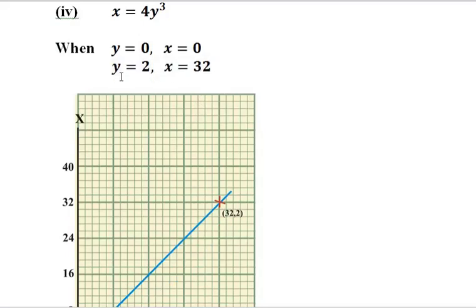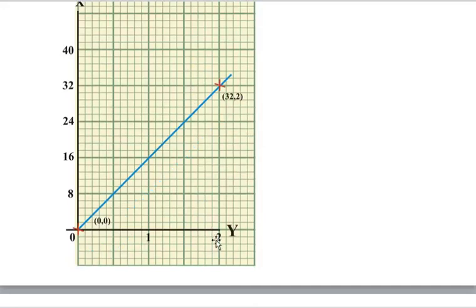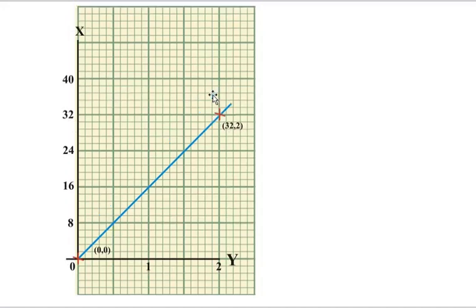Let's find the point of intersection between these 2 ordered pairs. So here y is 2 units and x is 32 units. So the point of intersection between these 2 values of x and y is 32 and 2, which means that 2 units for the y-axis and 32 units for the x-axis. So this is the graph.